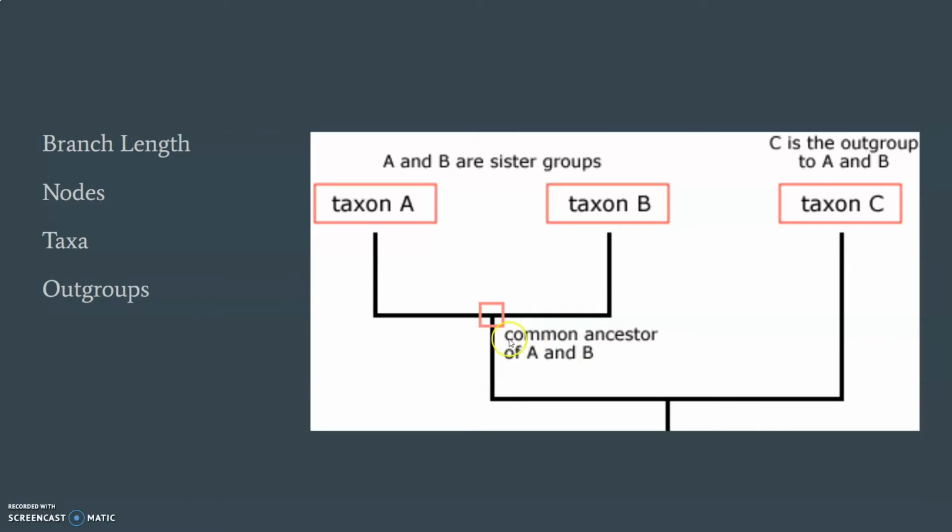This right here is a junction where in evolutionary time the taxon split, and this is the most recent common ancestor for A and B. This is a node. The nodes are points of divergence for a possible common ancestor that may have given rise to two or more new taxa. So these are the taxa, A and B.